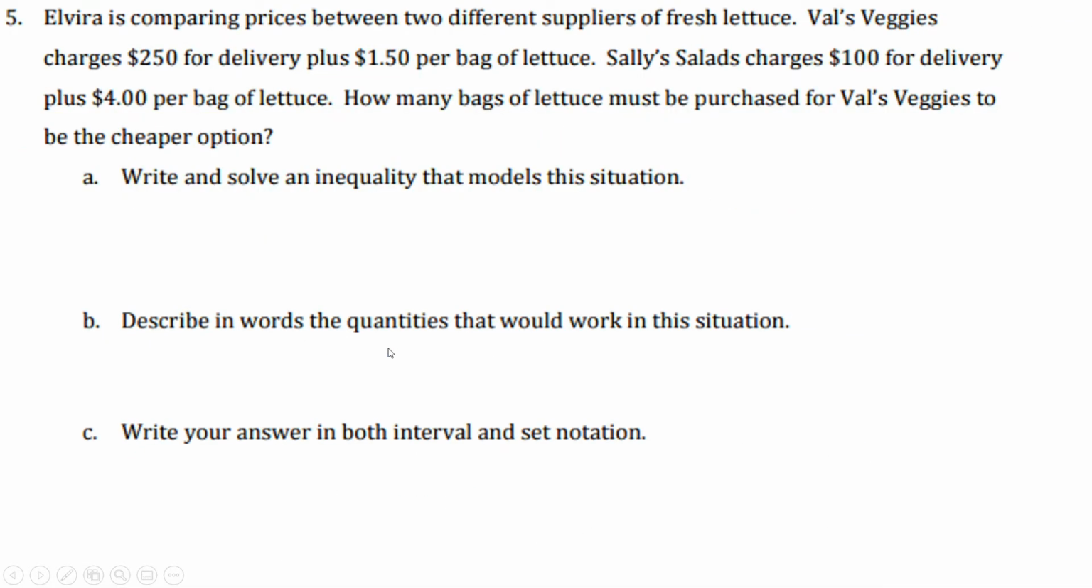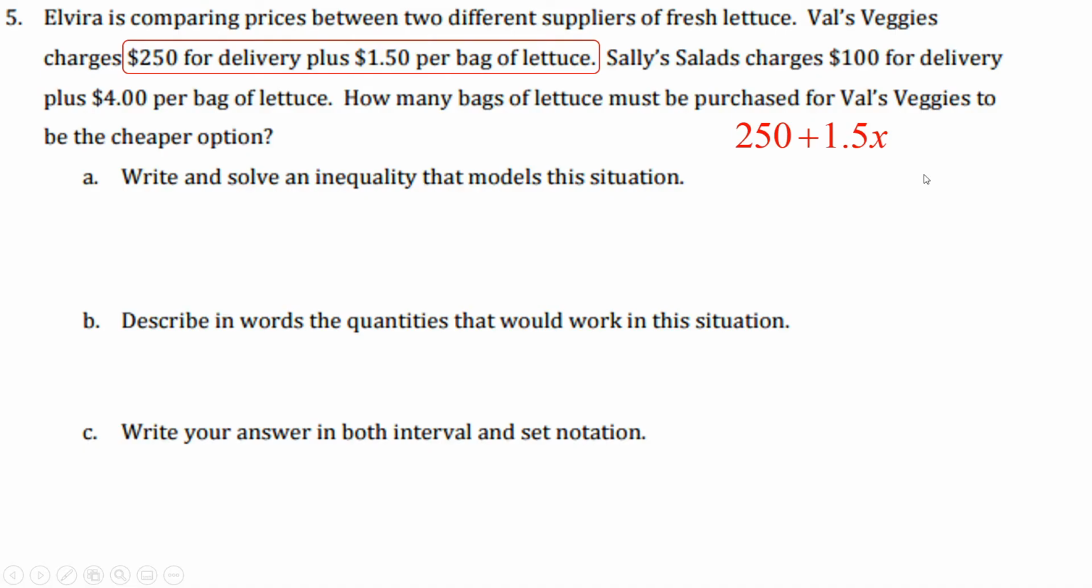All right, number 5. Elvira is comparing prices between 2 different suppliers of fresh lettuce, and she wants to know who's going to give her the better deal. So Val's Veggies charges $250 for delivery plus $1.50 per bag of lettuce. So it looks like my variable would be the number of bags of lettuce that we're going to buy. So we have $250 plus $1.50 per bag of lettuce, 1.5x. And there's Val's Veggies cost right there.